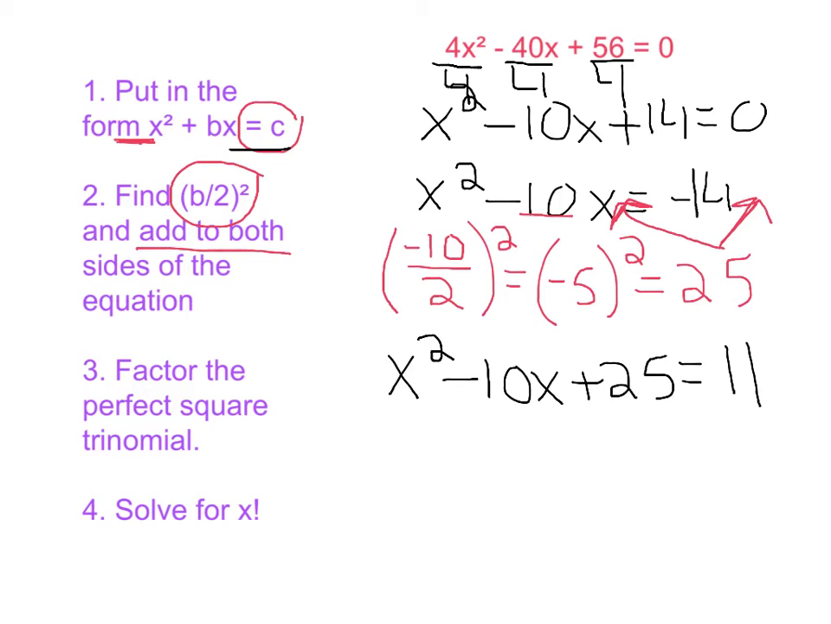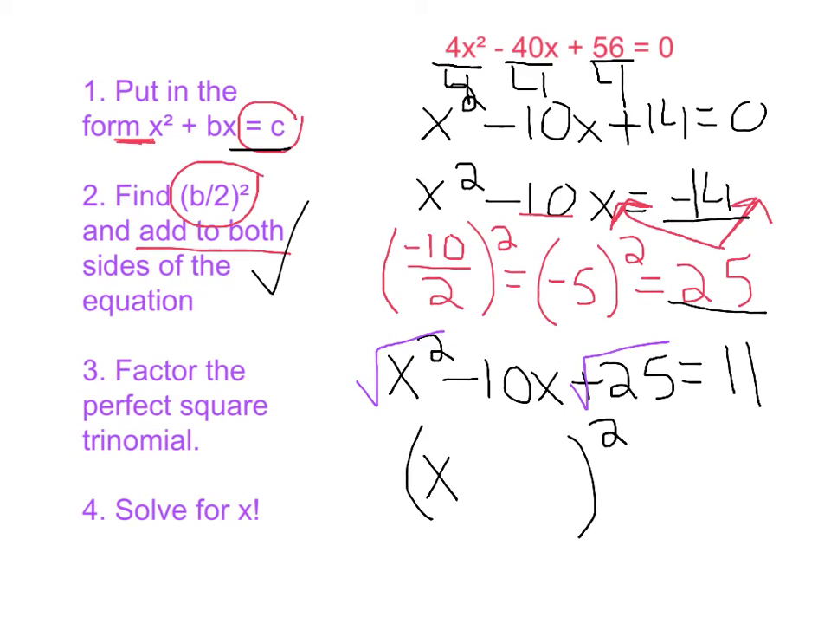Now I have x squared minus 10x plus 25, and negative 14 plus 25 is 11. So I'm done with step number 2. Step number 3, since I created a perfect square trinomial, I'm going to factor it. And to factor a perfect square trinomial, it always ends up being a binomial squared. Simply square root the first term and that last term to fill in the blanks. Square root of x squared is x, square root of 25 is 5. Check your signs. Because we have a subtraction sign in our binomial, and that is still equal to 11.